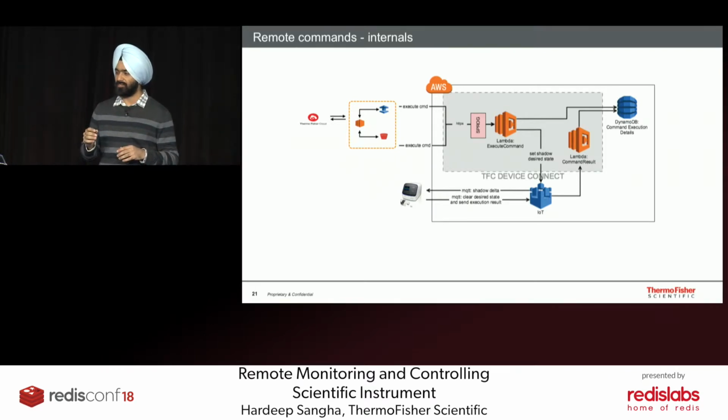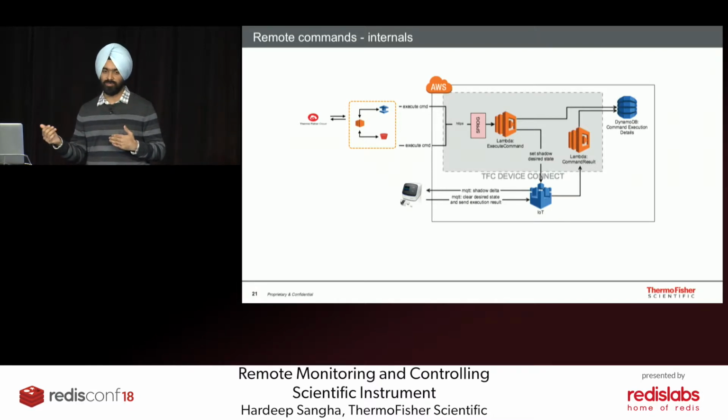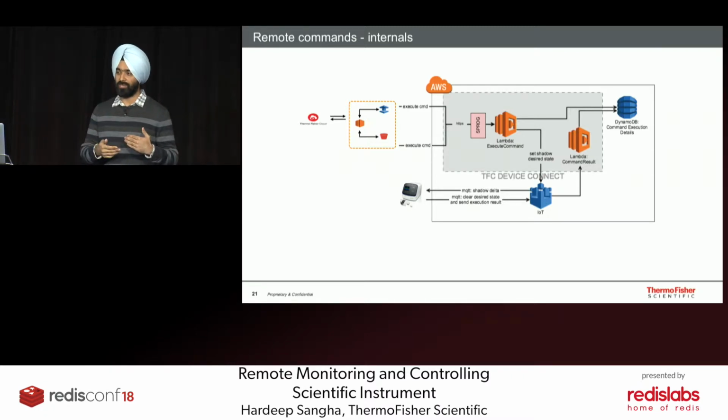What Device Connect internally does is it'll update the shadow for that particular device. Again, it's an AWS concept. And then there's a piece on the instrument that's listening on the Delta topic for that shadow. As the update comes, we receive that, and then we either accept it or reject it, and then we send our confirmation back to the Device Connect. And the customer application gets the result by querying that command execution ID, whether that remote command succeeded or failed. That's how we are able to communicate back to our devices.